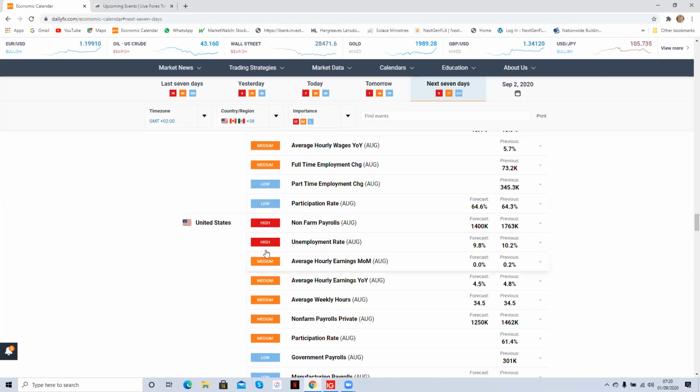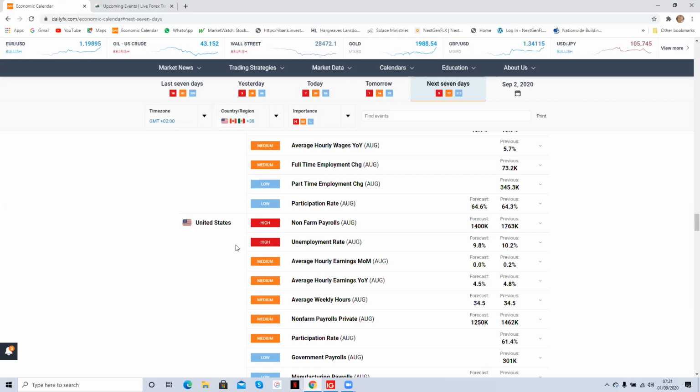This report is of huge importance, mega importance. It comes out on the first Friday of every month. You find traders around the world anticipate this report, they wait for this report. In fact, some traders only trade once a month around the time of this report. That's the only time they trade, just once a month. So it just shows you how important this report is.